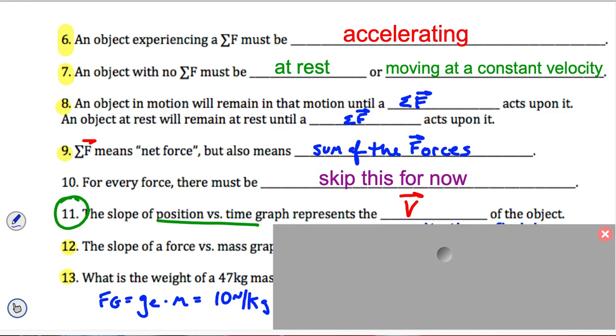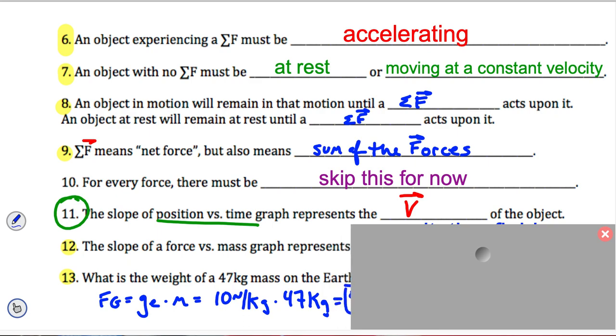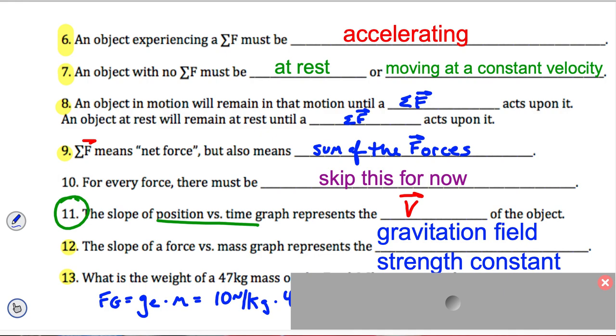Moving on to 12, the slope of a force versus mass or weight versus mass graph is the gravitational field strength constant. If you did that experiment on the Earth, that'd be the gravitational field strength constant on the Earth.